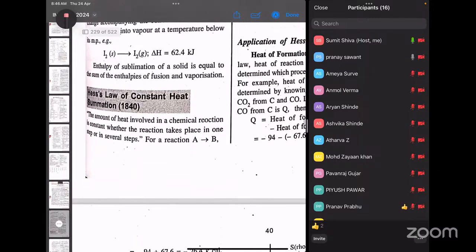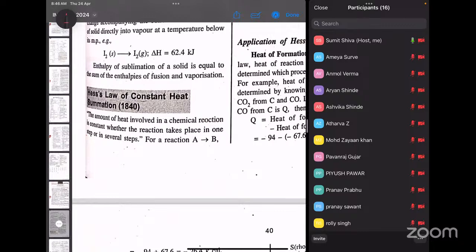Okay. Next is Hess's law of constant heat summation. This is a very important concept. This concept helps us to calculate the enthalpy changes when, during a chemical reaction, we go from one phase to another phase.